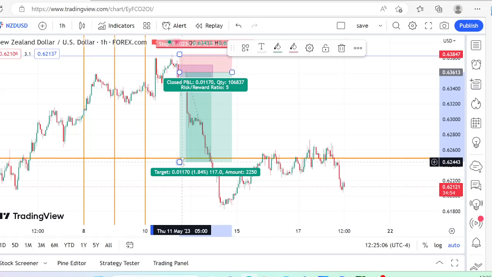You could be right. What is that? I'm not a mathematician. I suck at math, but that's like you could be right 20% of the time and be profitable with a 5 to 1. And that is well within the market structure.